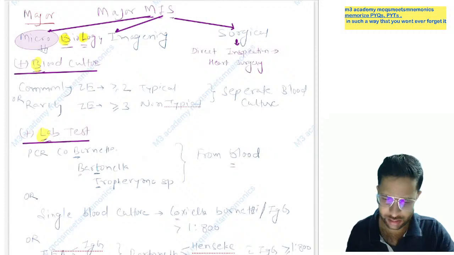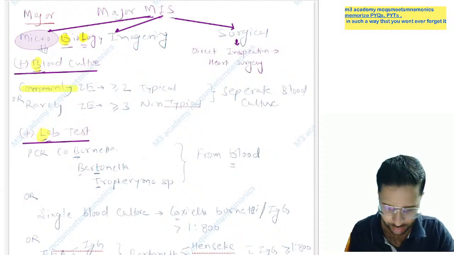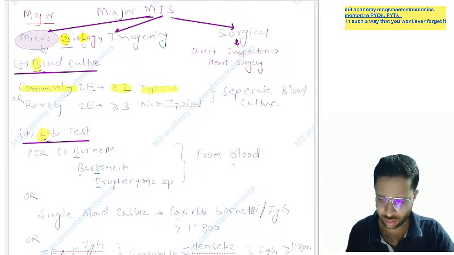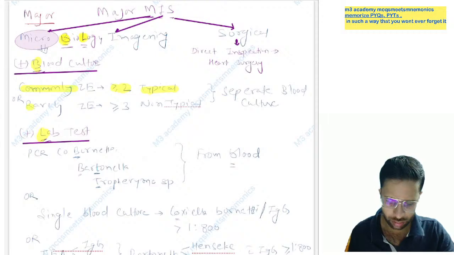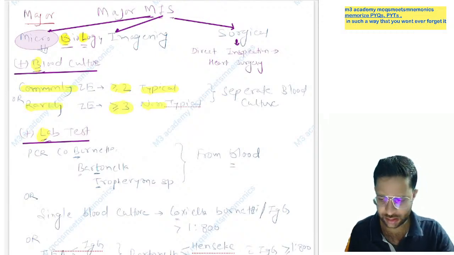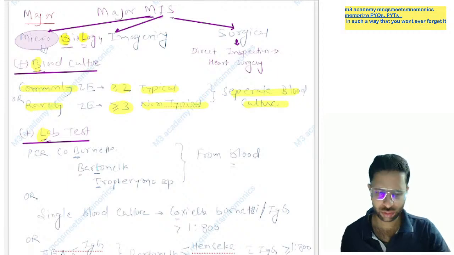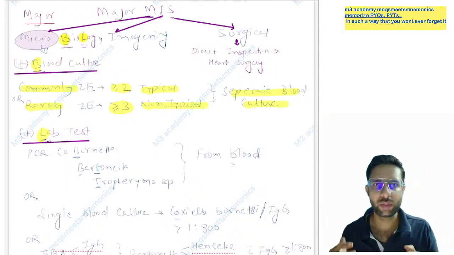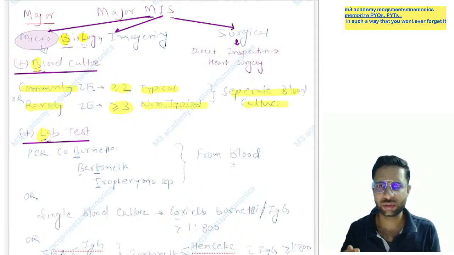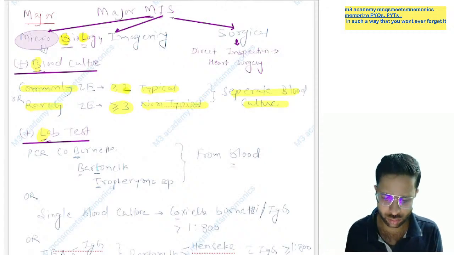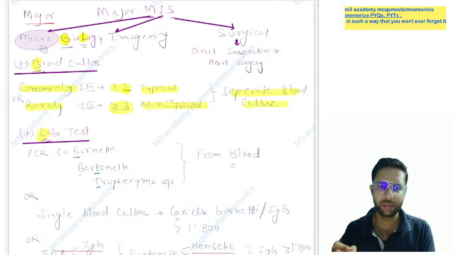In blood culture, for the organism commonly causing infective endocarditis, two or more separate blood cultures of the typical organism are required. For an organism rarely causing infective endocarditis, three or more separate blood cultures of the non-typical organism are required. Commonly, so we choose the smaller number, two. Rarely, so we choose the bigger number, three.